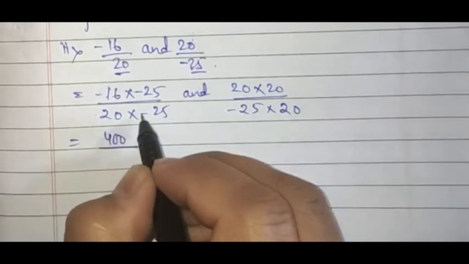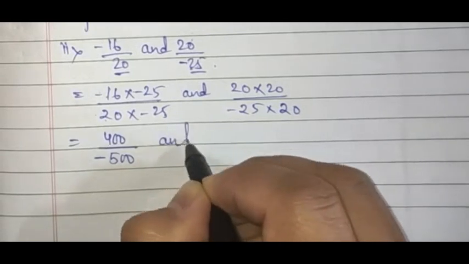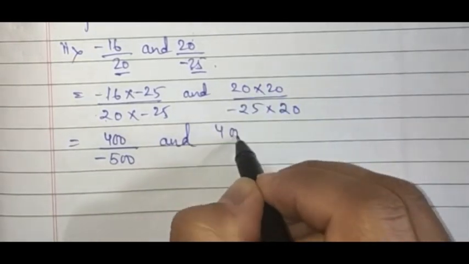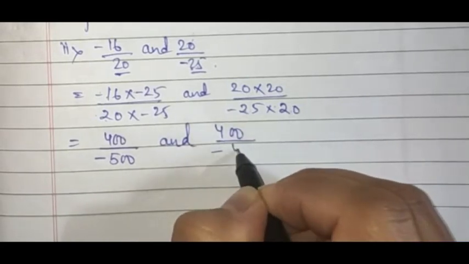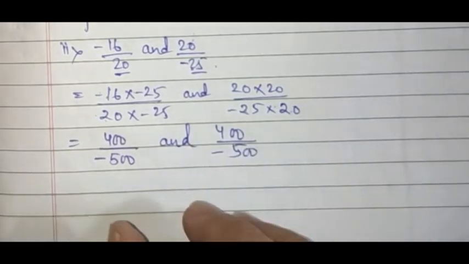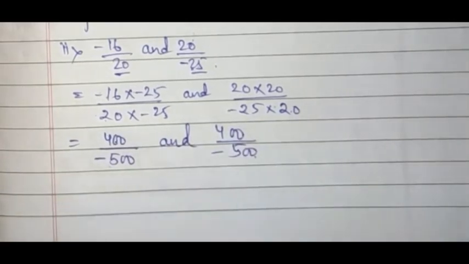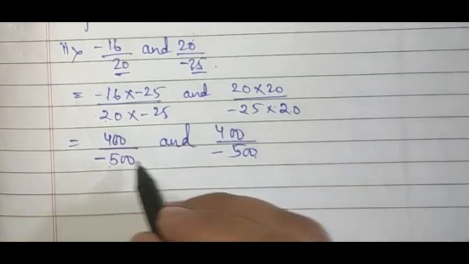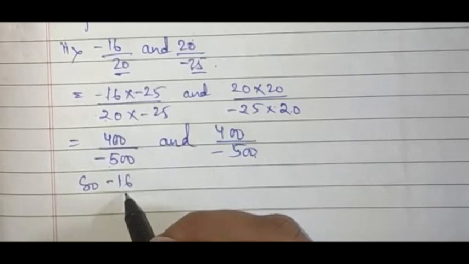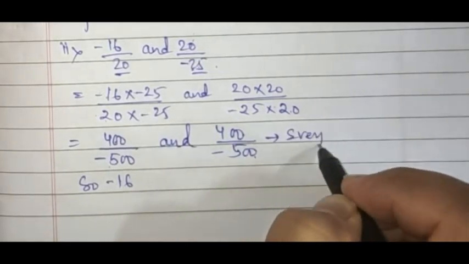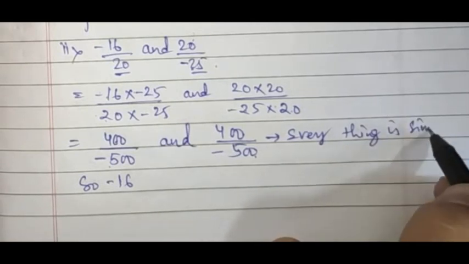So plus minus is minus, 20 into 25 is 500, and similarly 20 into 20 is 400, and minus plus is minus, 25 into 20 is 500. So everything is similar here. 400 is equal to 400, minus 500 is equal to minus 500. So we can write, since everything is clear, minus 16, everything is similar out here.